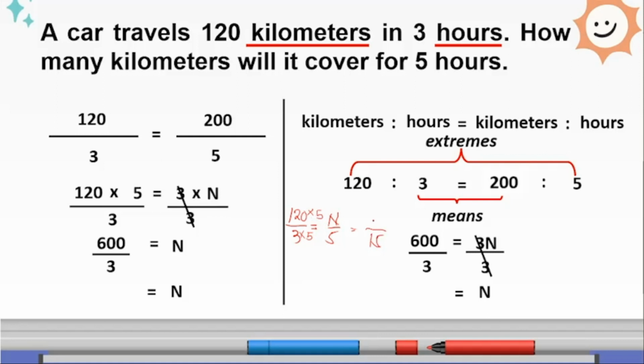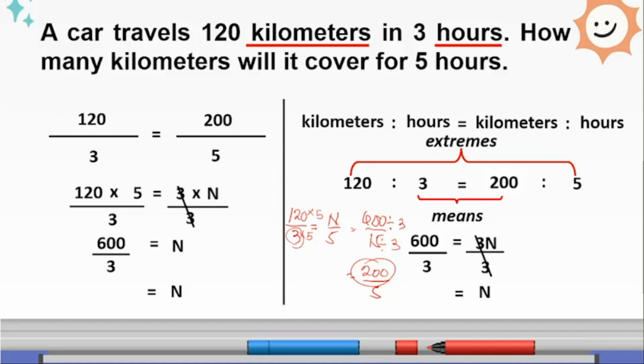120 times 5 is equal to 600. Then express them into lowest term by getting yung ginamit natin dito na 3. So 600 divided by 3, then 15 divided by 3 equals 200 over 5. So ang n niya ay 200 din. So the same din. So any way or strategy pwede ninyong gamitin kung saan mas madali para sa inyo.